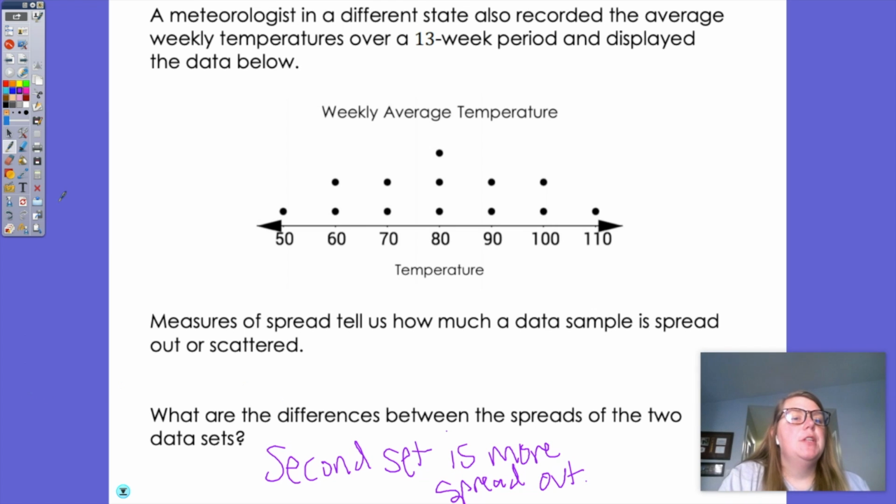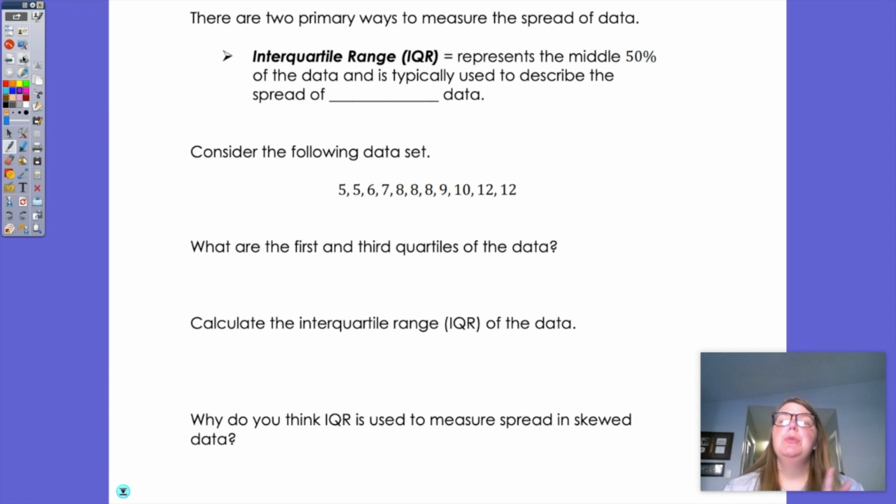All right, so let's look at specifics about spread. There are two different ways that we can talk about spread. Just like we had mean and median for center, for spread, the first way, which you remember from when we talked about box plots, is the IQR, the interquartile range. We're going to use the IQR when we have skewed data. Why that's important is because the IQR is not affected by outliers, and those outliers are what makes the data skewed.